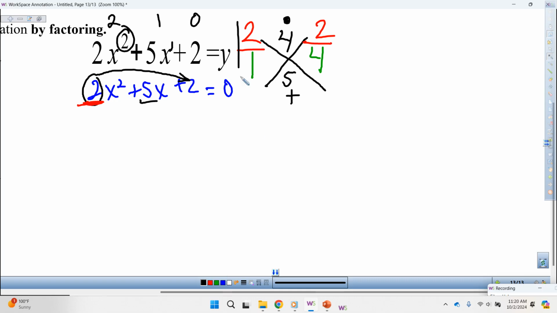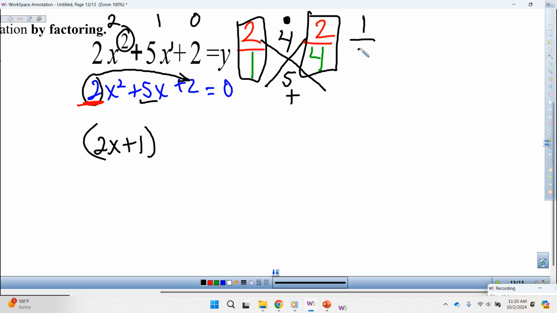Question, can this fraction be reduced anymore? No, so my factors are 2x plus 1. Can this one be reduced more? Yeah, 1 over 2. That becomes x plus 2. But now we set it equal to 0. Do we know what to do from there? Yes, Mr. Q said each one of these equal to 0. 2x plus 1 equal to 0. x plus 2 equal to 0, and solve.